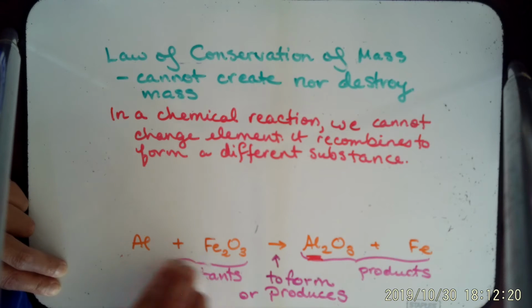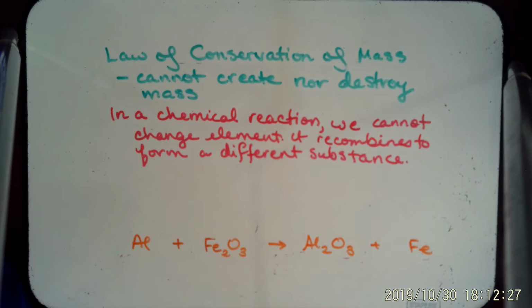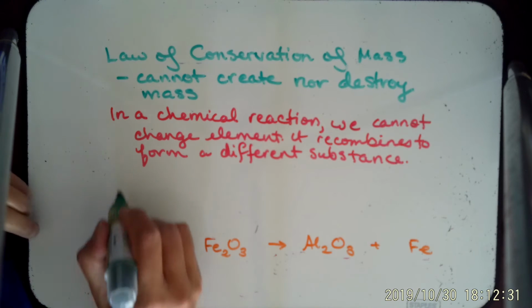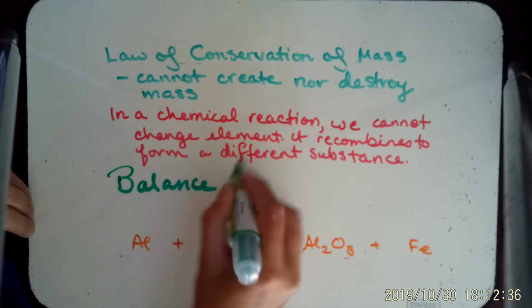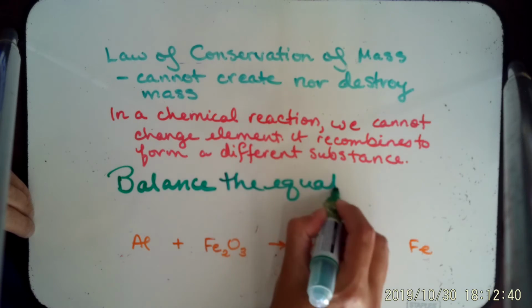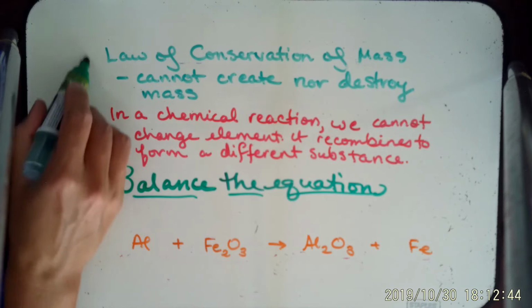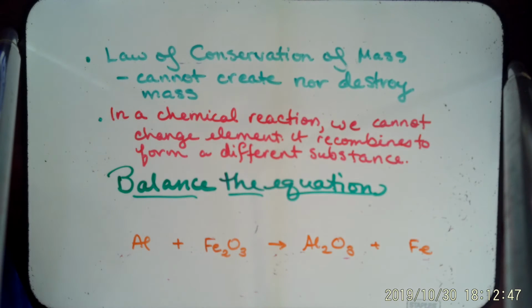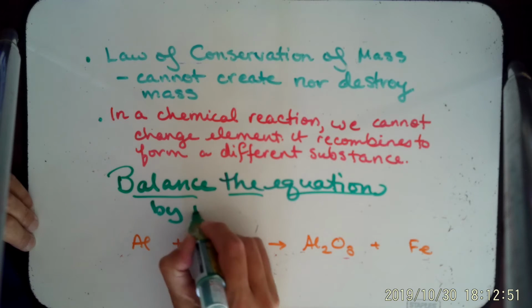How do we satisfy these laws? And so what we do is we say we have to balance the equation. So what we need to do is balance the equation in order to satisfy these laws. Okay? So how do we do that? By using coefficients.